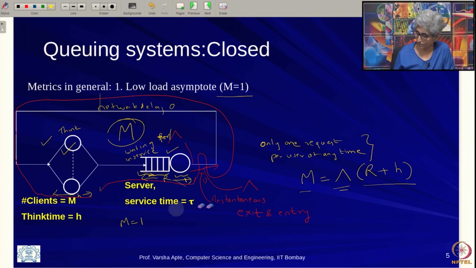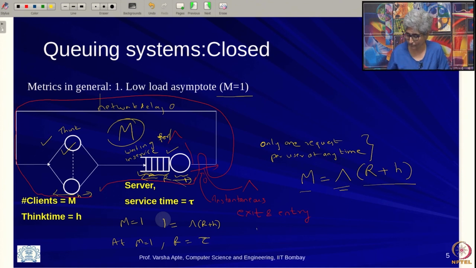This is going to be 1 is equal to lambda times (r plus h). What is r going to be at m equal to 1? R is equal to tau, right. So, we have 1 is equal to lambda tau plus h. So, for the low load asymptote we have an actual value for throughput, which is going to be 1 over tau plus h.